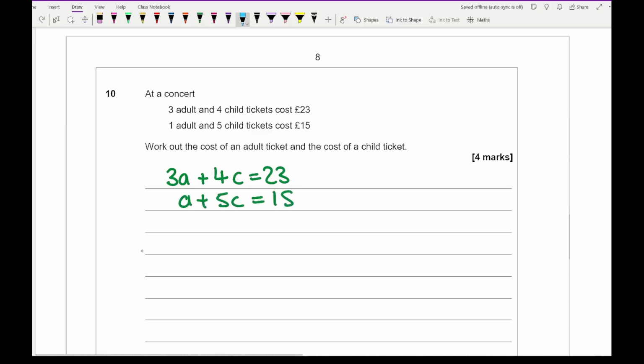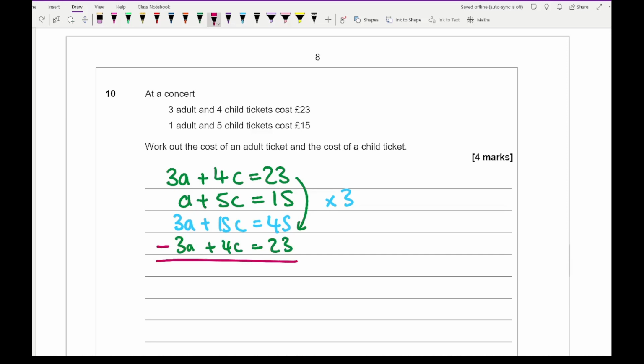So what I want to do is try and get either the C's the same or the A's the same. It doesn't really matter which one, but I would say in terms of efficiency, if we multiply the second equation by 3, we can then get the same number of A's. So here what we've got is 3a plus 15c equals 45. And then we bring this equation down. We get 3a plus 4c equals 23. And then from this, what I can then do is subtract, as the a's are the same. So they disappear. We get 11c equals 22.